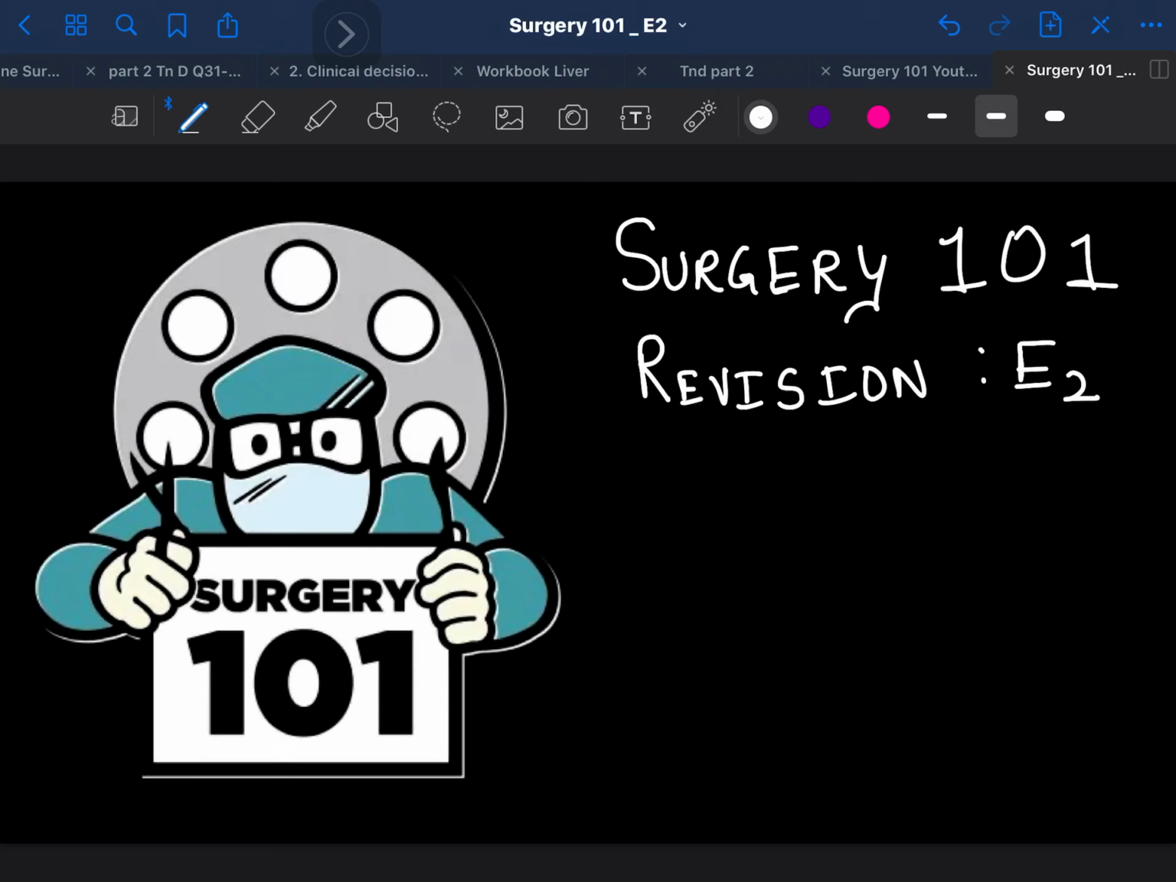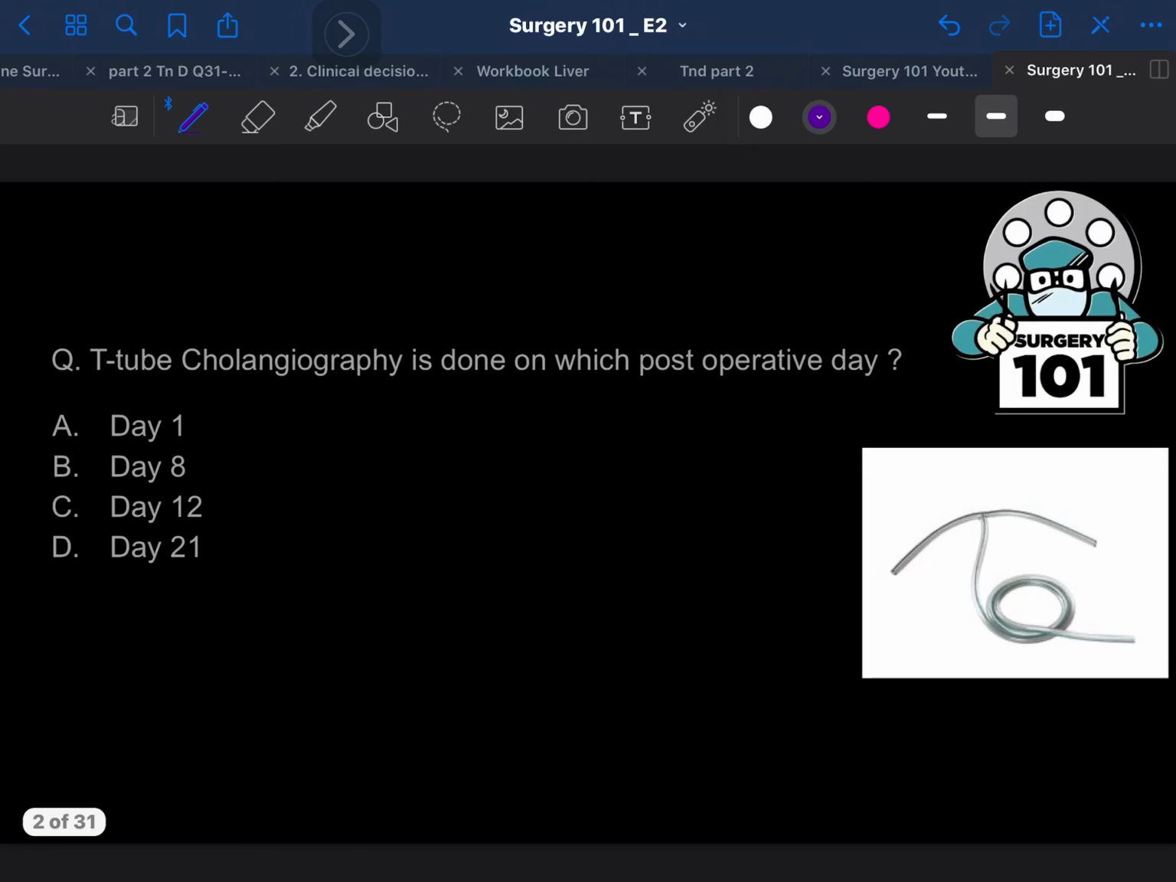So Surgery 101 is a series which I have started, which basically means learning surgery with me one-on-one. This is episode 2 of this particular series. Let us talk about this. What are we doing in this series? We are discussing a couple of MCQs. Again, as the series progresses, we will discuss images and other kinds of questions as well. But for now, I have a couple of MCQs for you. Let us see how exactly it goes.